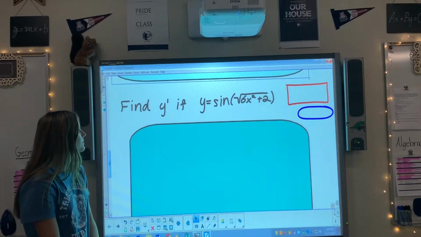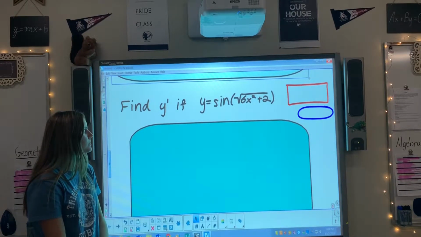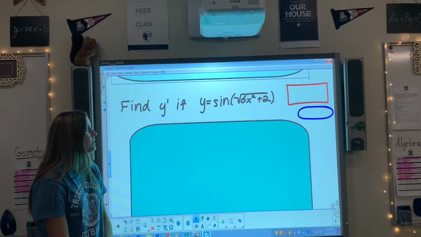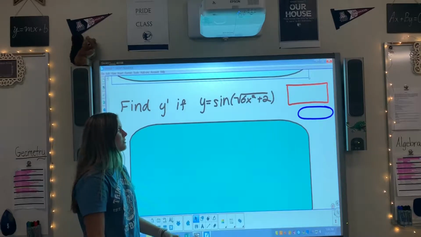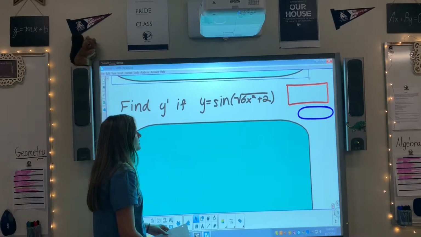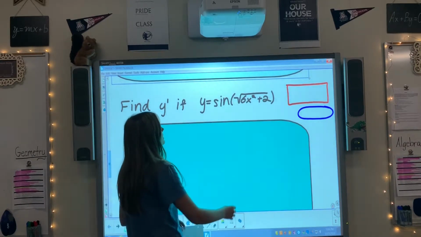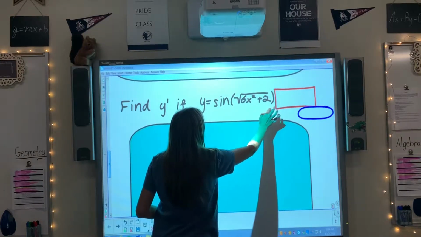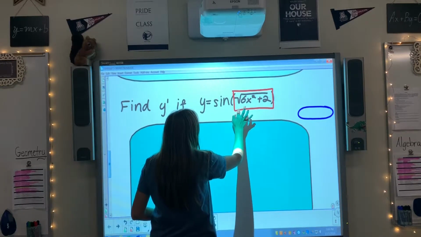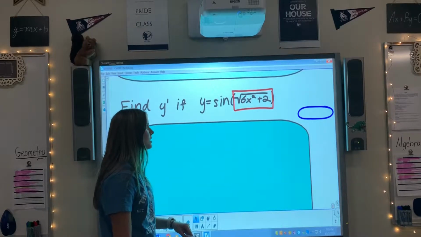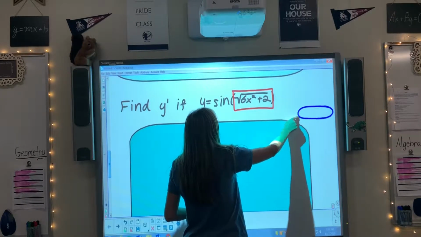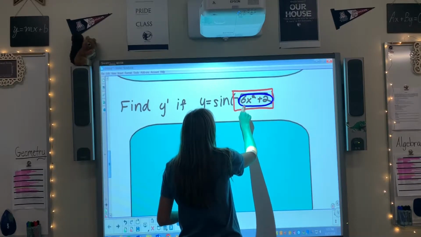Next problem is find y prime if y equals sine of the square root of 6x squared plus 2. First we have to again identify that it is a composition, and it's not on our calculus, so we have to identify what is in the box first. That is the square root of 6x squared plus 2, but we're not done there because there is a second composition, and that is 6x squared plus 2 is in the circle.